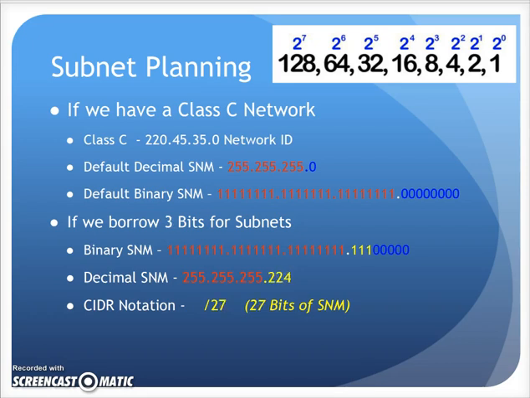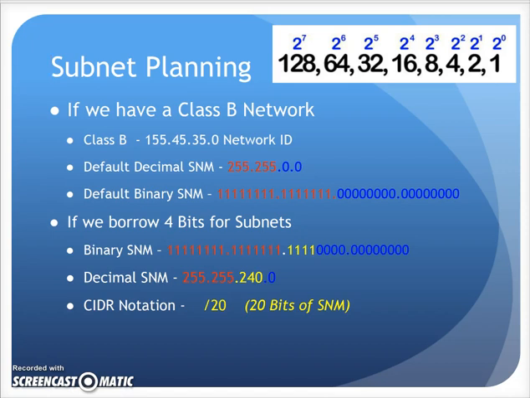If I have 3 bits borrowed, convert to decimal, I get 224. Out of my bit count, I get /27. 4 bits borrowed, there it is, convert to decimal, 240, /28. Okay, I think you're starting to see the binary to decimal conversion being really important now. 5 bits borrowed right here, I'm going to get 248 or /29.